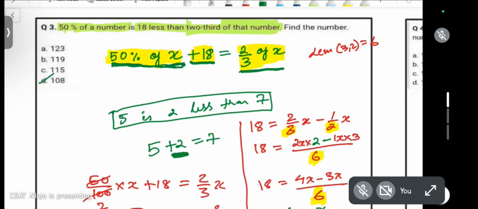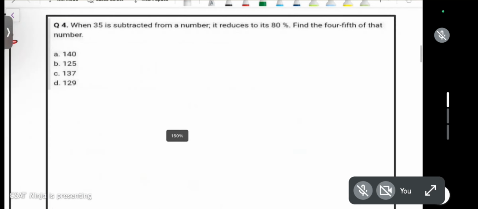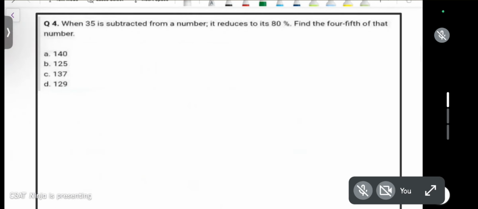Okay, let's try one more, okay? Because this type of question they used to ask in NPSC a lot, so that's the reason why I'm doing this.